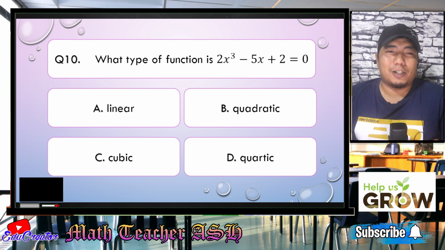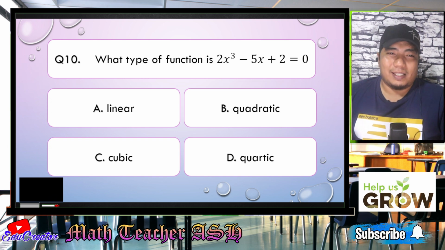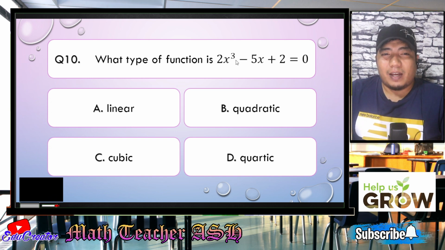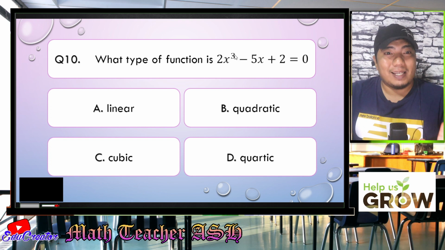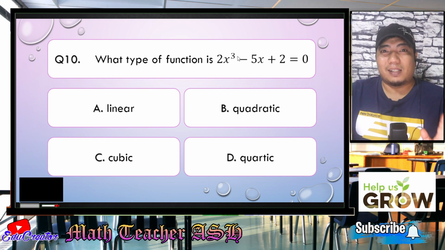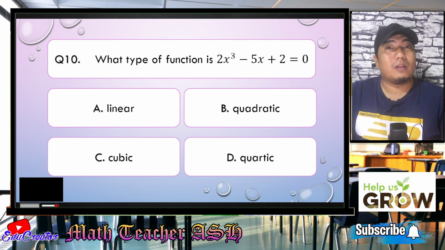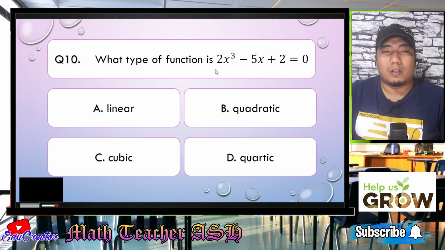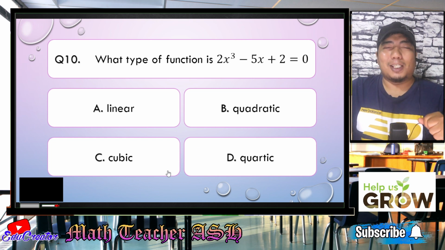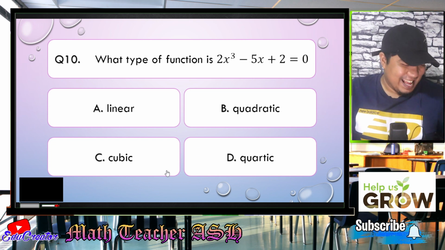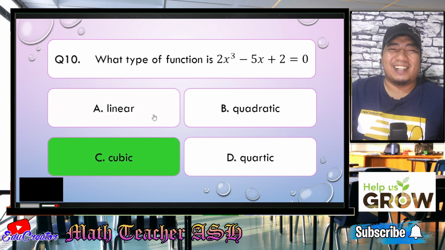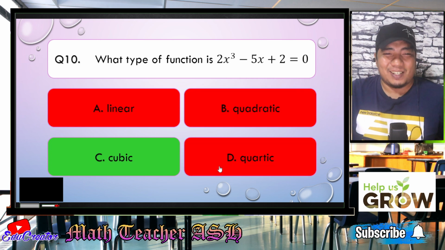Alright, math learners, this question is one of the easiest. Why? Because we have here our exponent, the highest degree is 3. So if it is 3, then that polynomial or that function is called cubic, because as we have read earlier, 2x cubed. So that is cubic. Very easy, my dear math learners. So now let us go to question number 11.